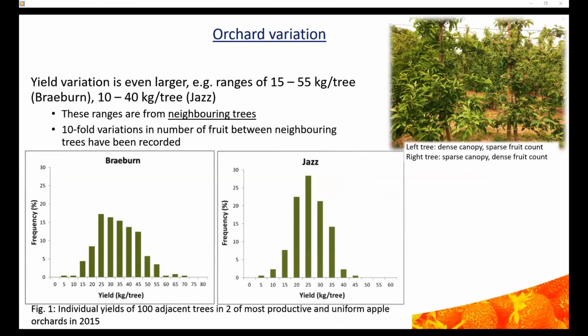Yield variations can be even larger than canopy density variation, with 3 and even up to 10-fold variations in fruit on neighbouring trees. These histograms show the yield in kilograms on the x-axis and the number of trees with that yield on the y-axis in a Braeburn and a Jazz orchard within a single year. There is a large range in yield between these neighbouring trees, from 5 up to 70 kilograms per tree.